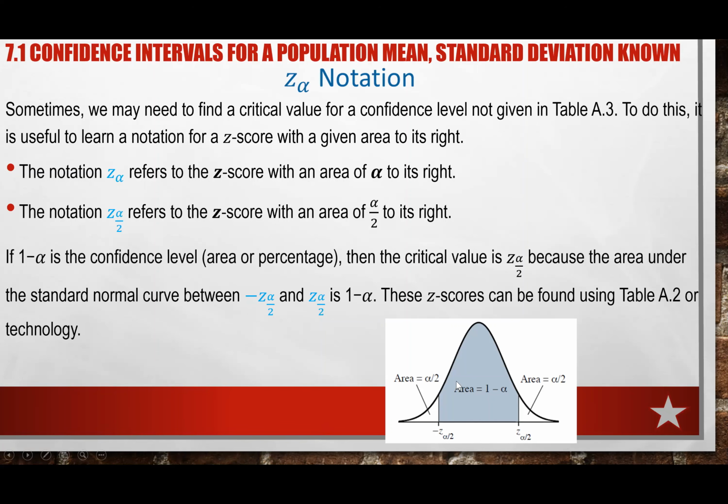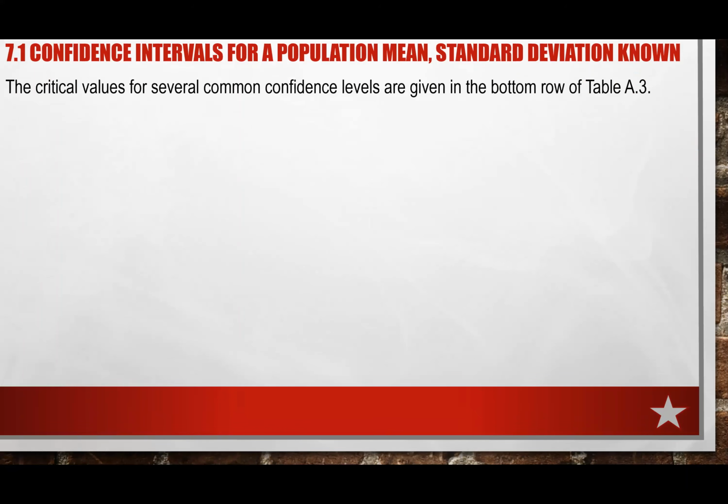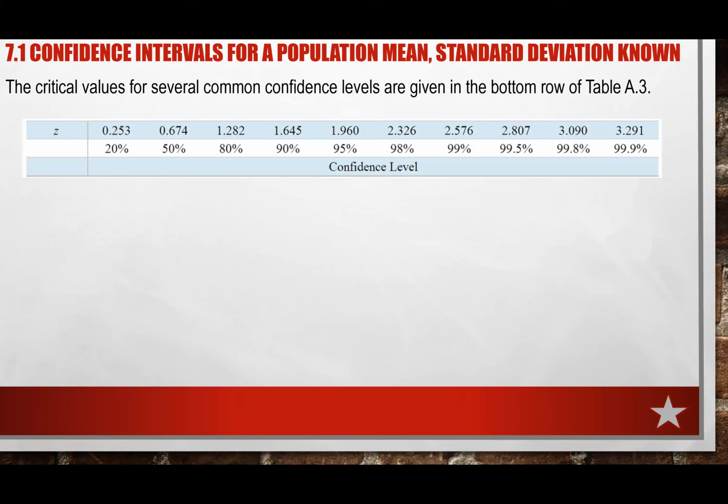So the notation, as you hear me say, Z alpha over 2, tells you that whatever is leftover is divided by 2, between the left-hand side and the right-hand side. So what is a common critical value? The most important thing in this chapter is that you have to know the critical value. Without the critical value, you cannot find the margin of error. And without a margin of error, you cannot find a confidence interval.